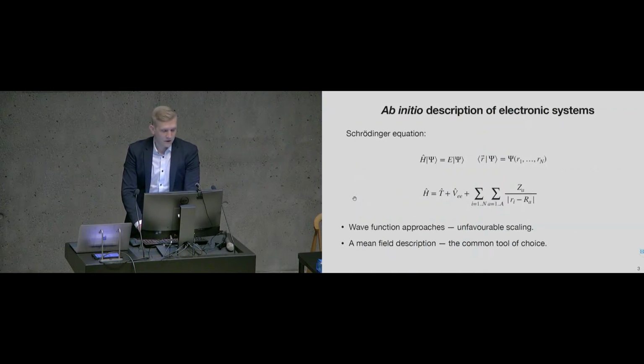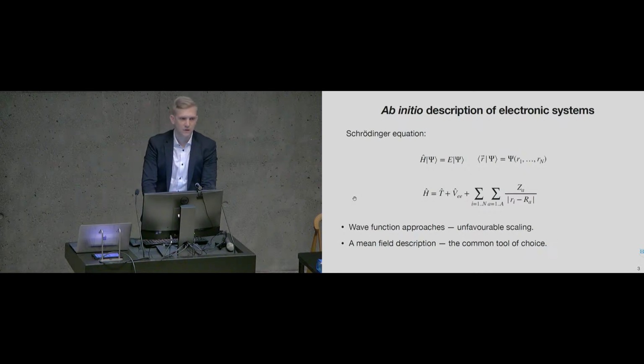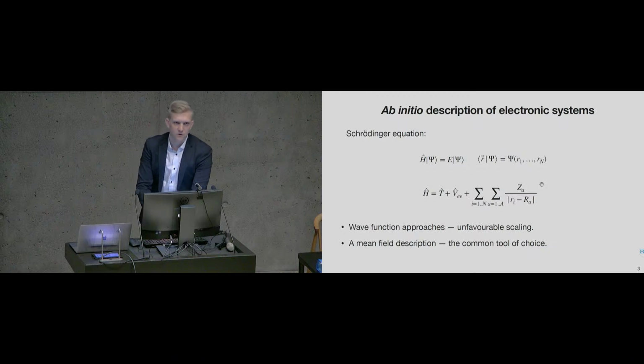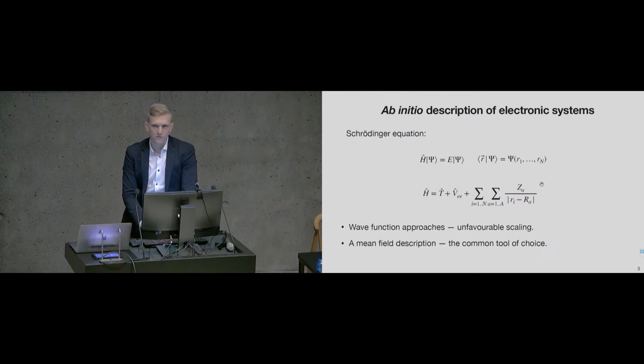My study was focused on a description of electronic systems from first principle calculations, and today we know that such electronic systems are described by a many-body wave function, which satisfies the Schrödinger equation. Today we have numerical methods which allow us to approximate this wave function quite accurately. However, these methods show unfavorable scaling with the system size. They're too expensive to simulate large systems. The common tool of choice to simulate electronic systems is a mean field description. That is when each electron is described by a single orbital.